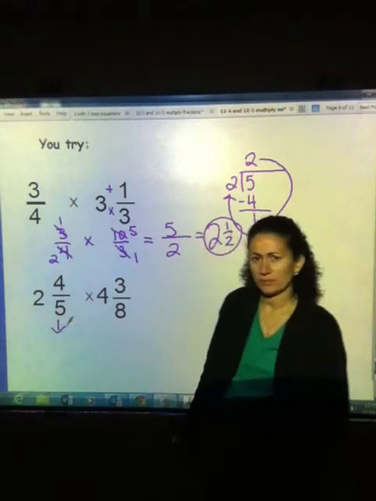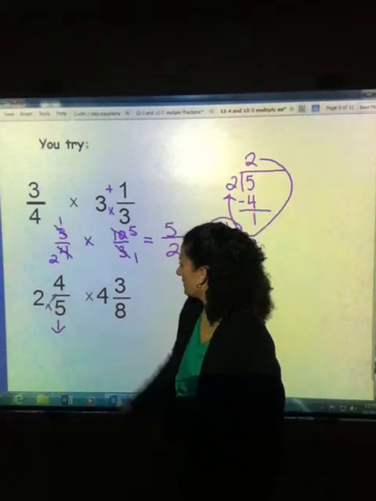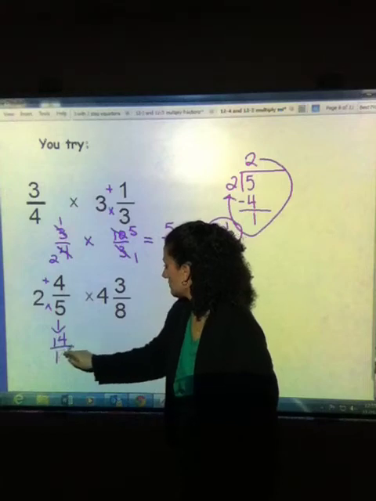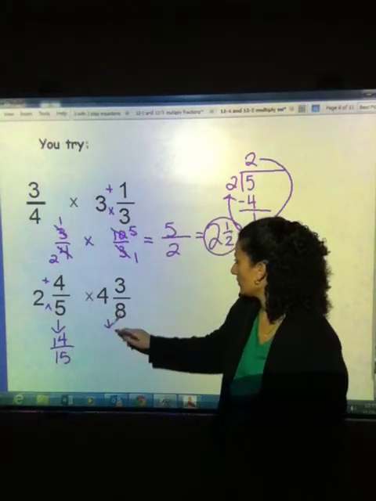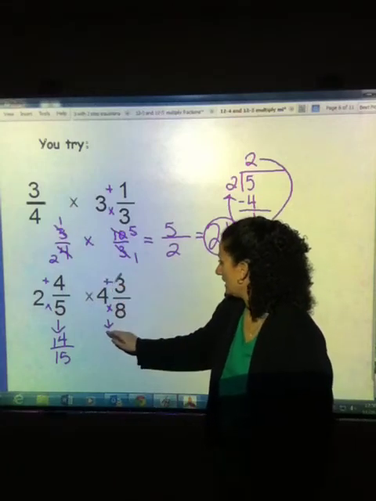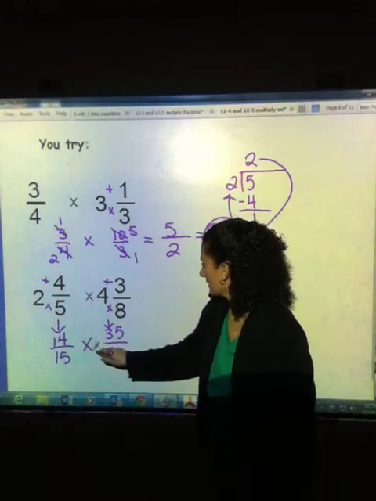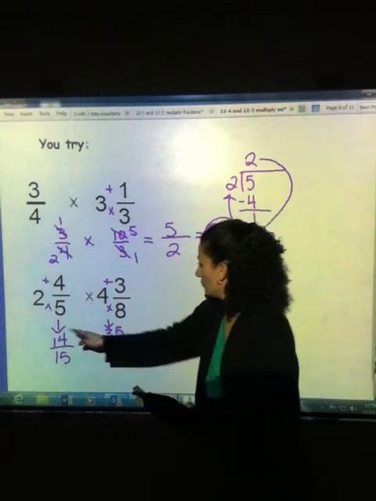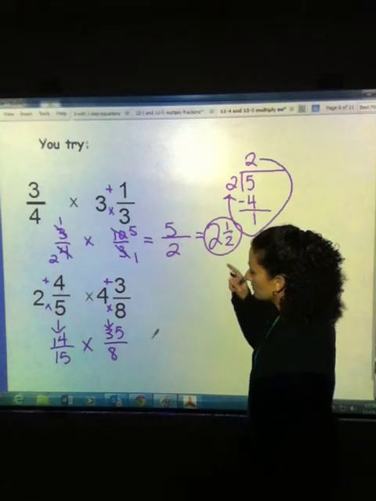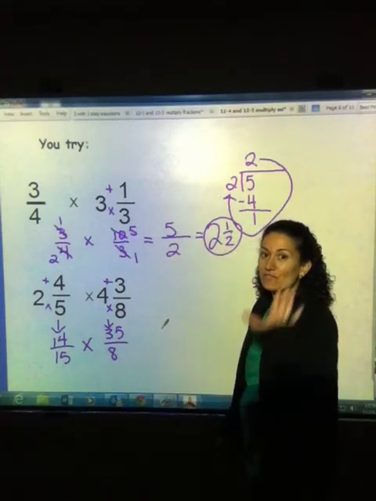Make these improper. 2 times 5 is 10, plus 4 is 14/5. And this mixed number would be 4 times 8, which is 32, plus 3, so that gives me 35/8. Now these numbers are very big. I don't want to do 14 times 35 if I can cross simplify. So let's cross simplify. 15 and 35 are both divisible by 5.